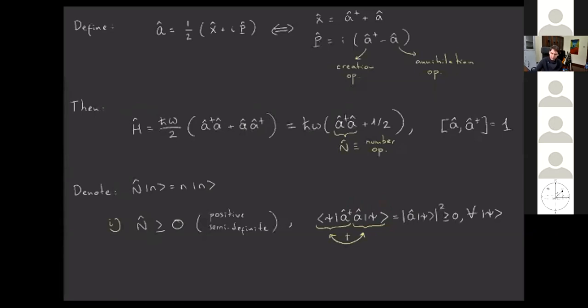So since this is true for any vector psi, we say that the operator is positive semi-definite, and we can show, just applying this expression to the eigenstates, that if we take psi to be an eigenstate, then this automatically implies that n, so the eigenvalues, have to be larger or equal than zero, okay? So from this property, we have found that the eigenvalues, we still don't know what they are, but they are positive or zero, that's for sure.